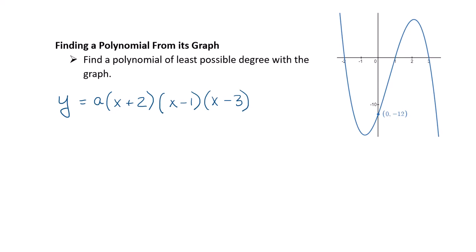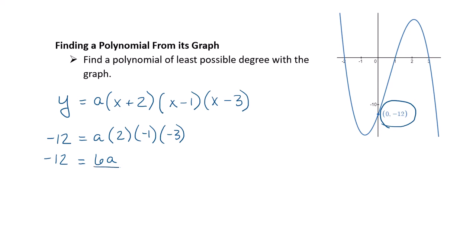Whatever I do, I need to make sure that I'm going through the point (0, -12). So that means that I get a y of negative 12 when all of the x's are 0. That would make the first factor 2, the second factor would be negative 1, third factor would be negative 3. So I have negative 12 equals 2 times negative 1 times negative 3, which is 6a. Dividing both sides by 6, a is negative 2.